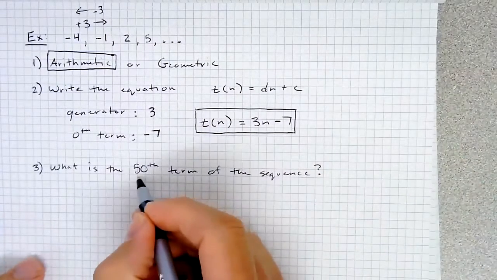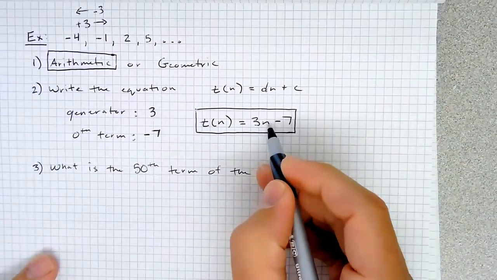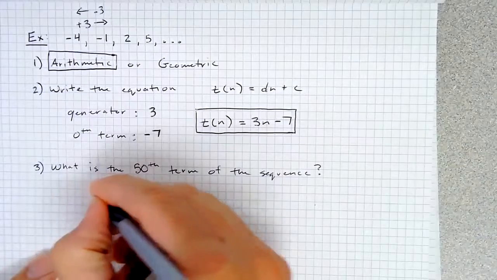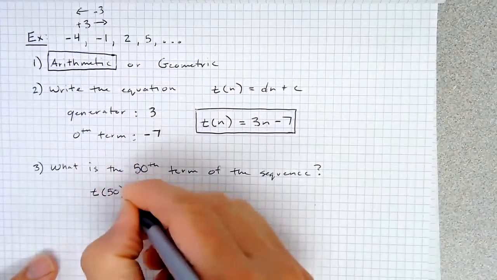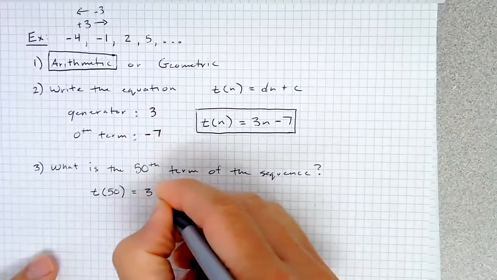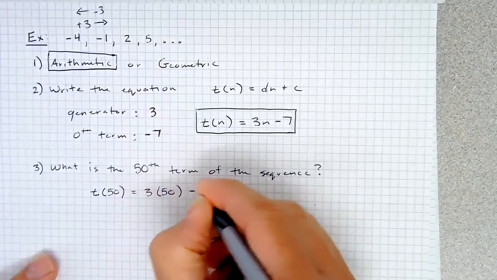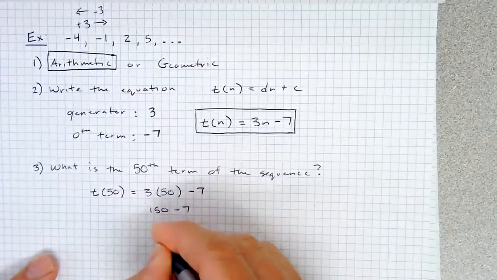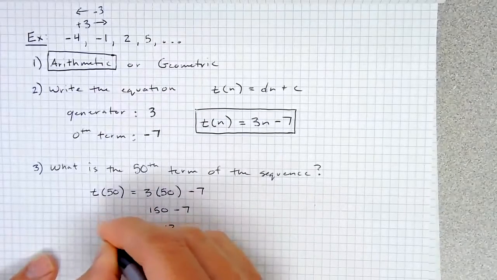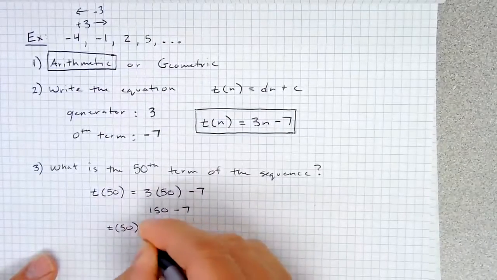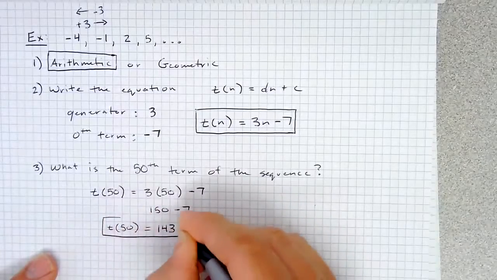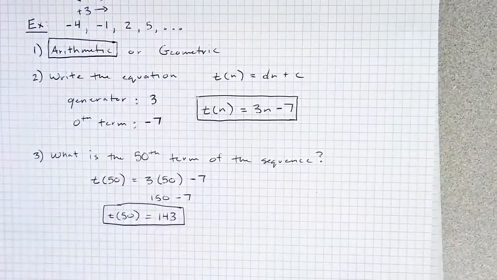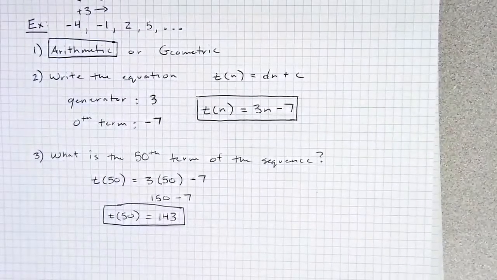If we want to find the 50th term, that's what this n represents, the term number. So we can just take 50 and plug it in for n. So t of 50 equals 3 times 50 minus 7. 150 minus 7. So we now know the 50th term is 143. A lot easier than having to count everything out.